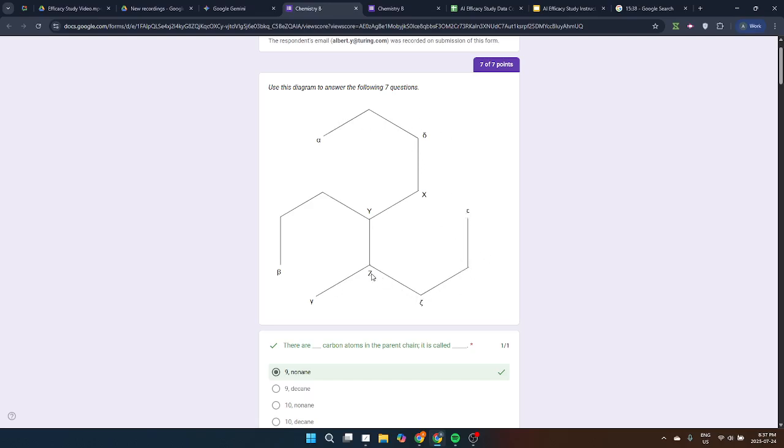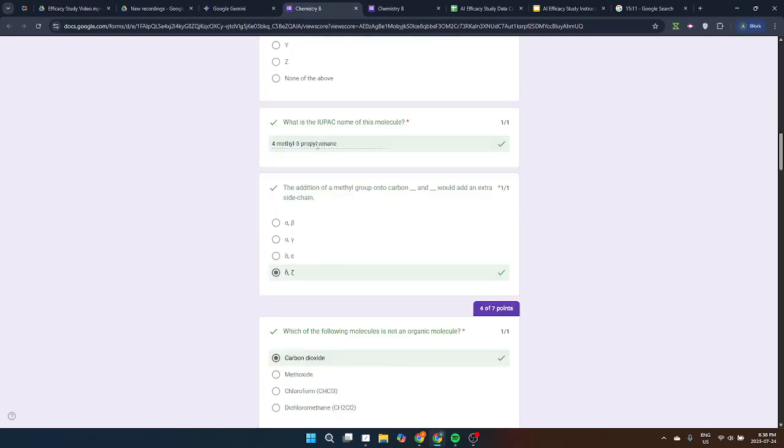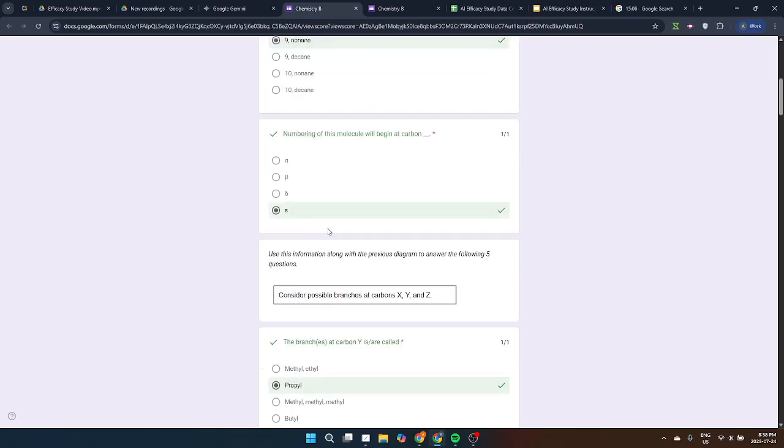So 1, 2, 3, 4. On the fourth carbon, we have a methyl group, it's just a single chain, and then on the fifth carbon, we have a propyl group, which is a chain of 3. So going in alphabetical order, we have 4-methyl, dash, 5, because it's the fifth carbon, propyl, and then directly on to the back of propyl, we just tack on nonane because of the 9-carbon long parent chain here.